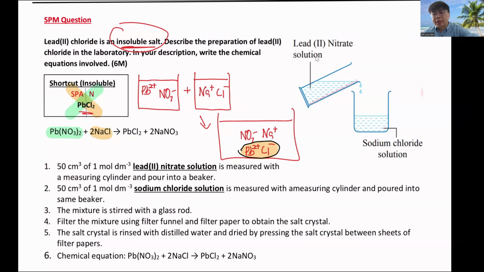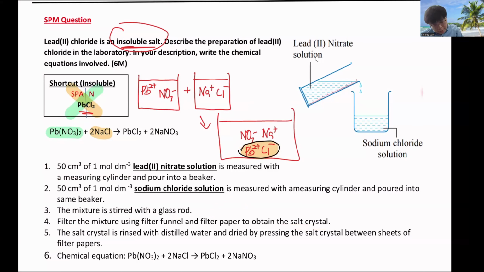Minimum 25, so you just take a 100. This question is about 6 marks, very short one. Then after that, when you mix them together, you need to stir with a glass rod. Here got one extra mark. Then filter. Once you filter, this PbCl will be on top. So we will filter it to obtain the salt crystal.